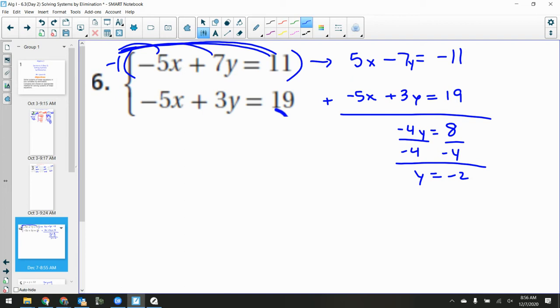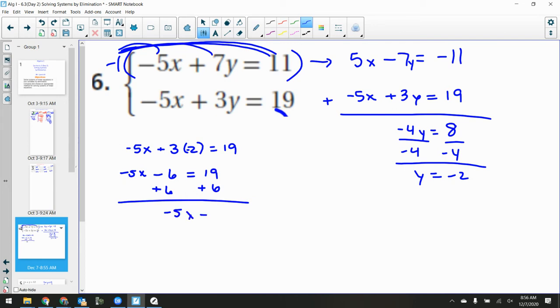Let's go back into the bottom. -5x plus 3 times -2 is 19. So -5x minus 6. Add the 6. -5x is 25.